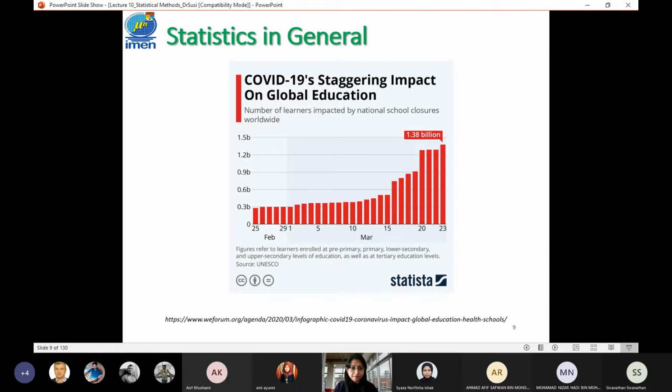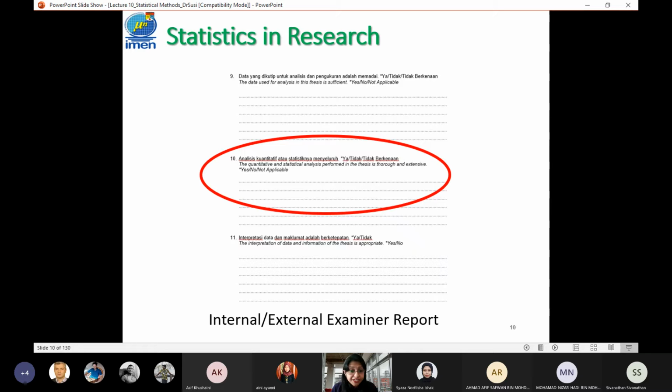attention. Okay. In terms of research, this is the internal and external examiner report. Item number 10 says the quantitative and statistical analysis. I'm not saying that you must use statistical analysis, but you must have some sort of quantitative analysis in your master's or your PhD work. It asks the examiner whether this quantitative or statistical approach is thorough and also extensive, right?